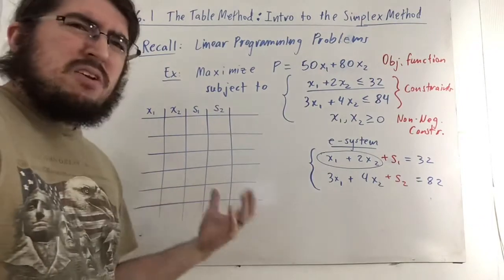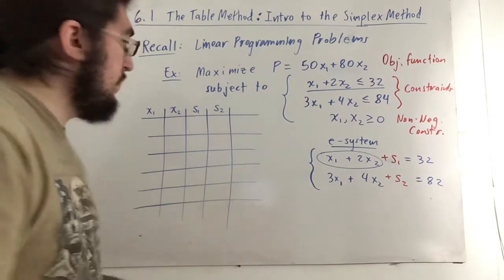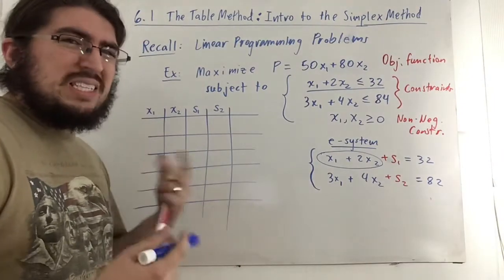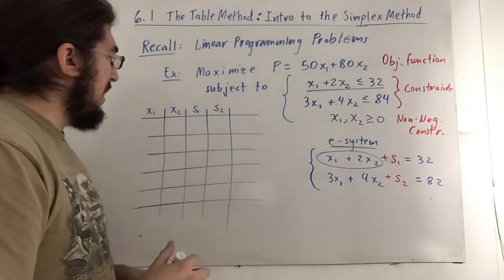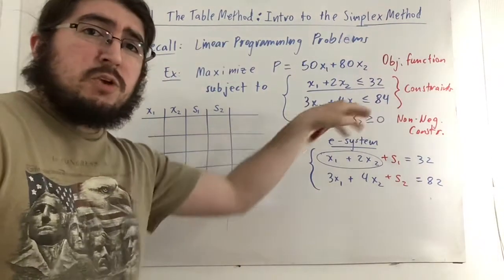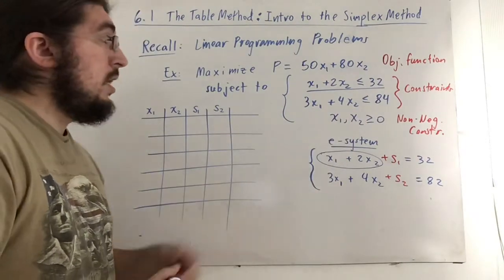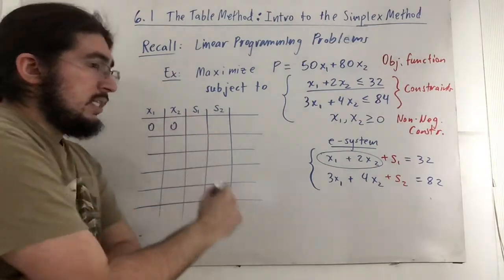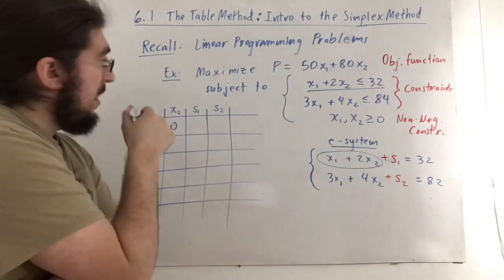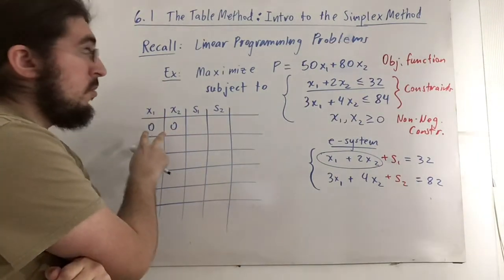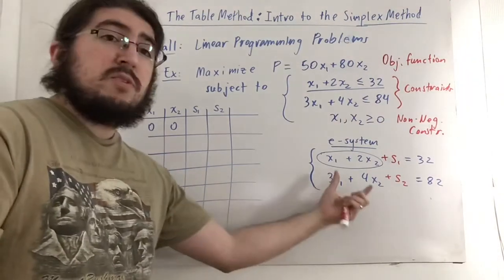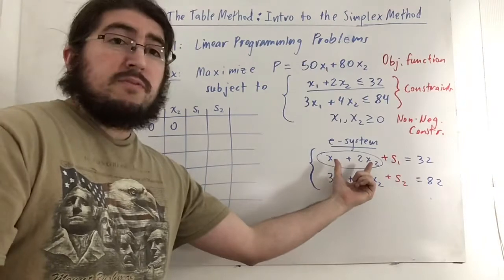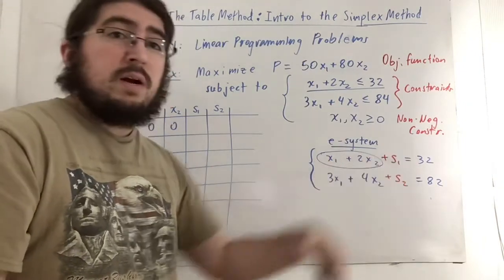But otherwise, how do you find the corner points? Well, here's what you do. You set each of these values equal to 0, essentially one at a time. Except for the fact that the non-negative constraints basically allow x1 and x2 to be 0 right away. So it is a possibility that x1 and x2 are 0. Now, if x1 and x2 are 0, we need to see what s1 and s2 would have to be in our system. So notice, when x1 and x2 are 0 for the first equation, we get s1 is equal to 32.